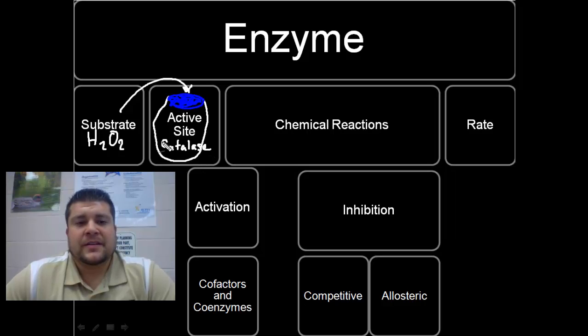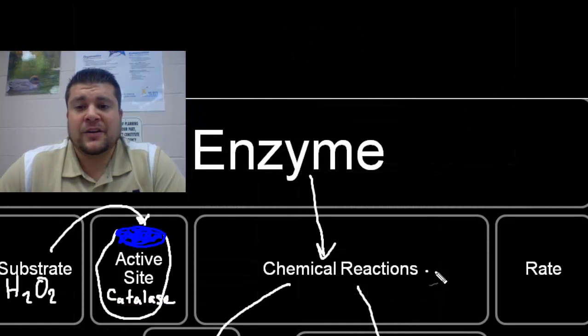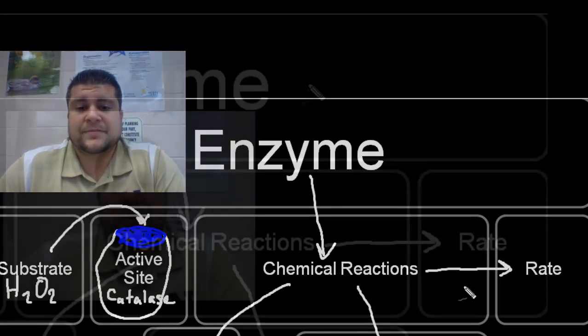Okay? So this is very important for enzymes. So all enzymes have an active site and they break down or build up substrates. Enzymes are important for chemical reactions, and these all affect the rate of the reactions. And that's the most important thing about the enzyme, is that it lowers activation energy and speeds up a reaction.